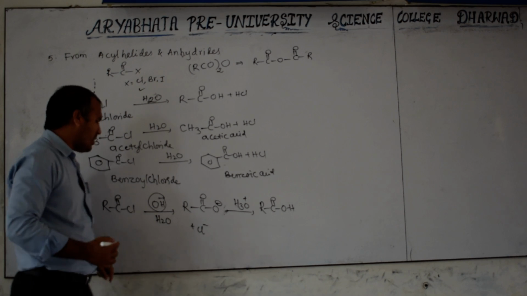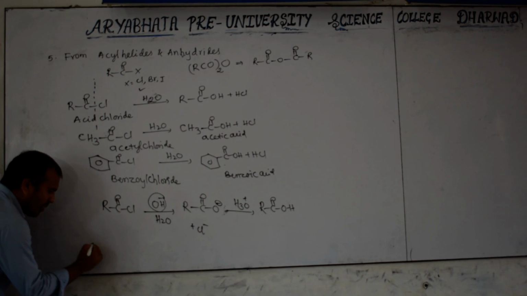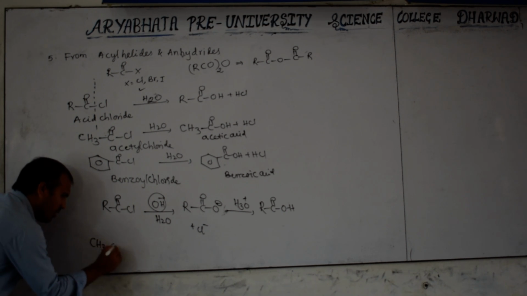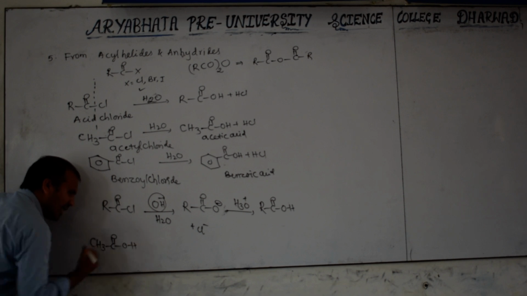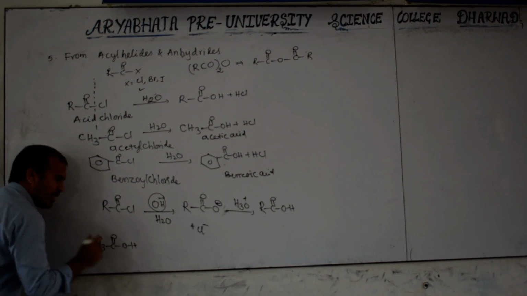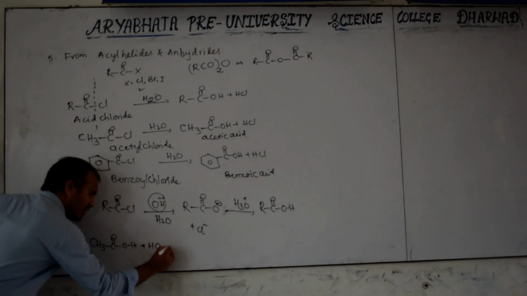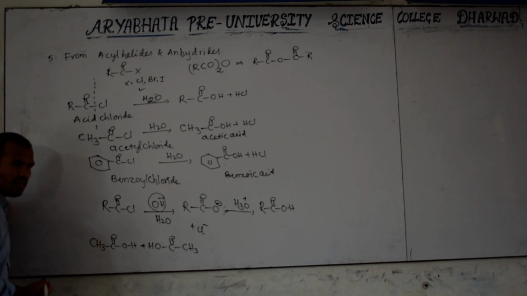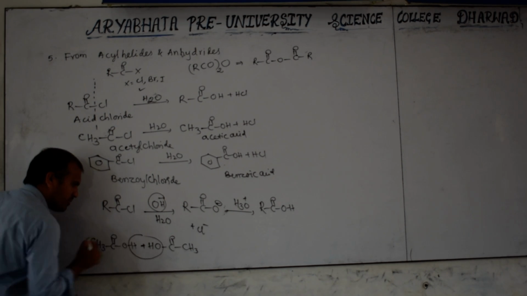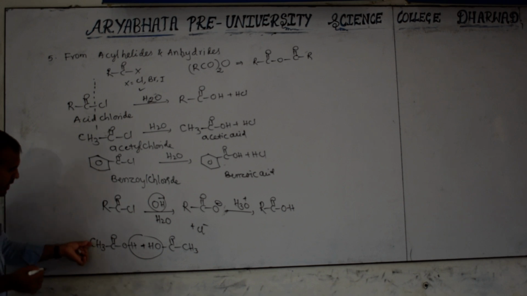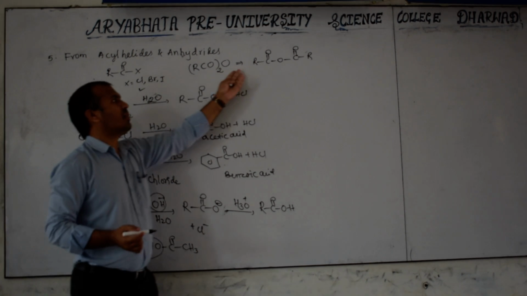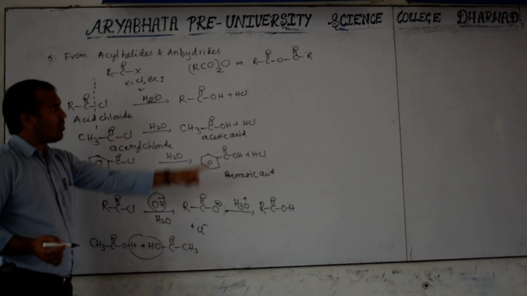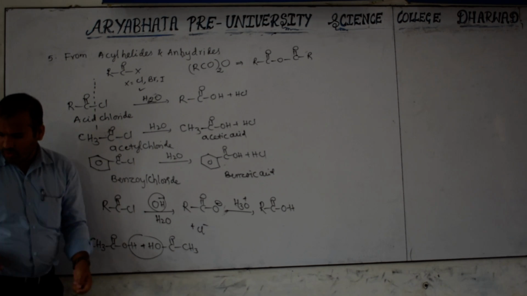Now anhydride. Take one anhydride, called an acidic anhydride. CH3 C double bond OH is acetic acid. For your understanding, I am writing how the acidic anhydride is formed. Here is another acetic acid. Now a water molecule is lost. CH3 C double bond O, like R C double bond O, then one O is there, next C double bond O R.